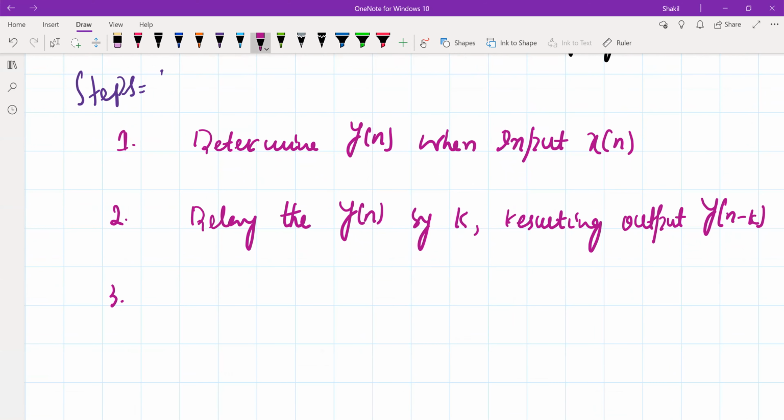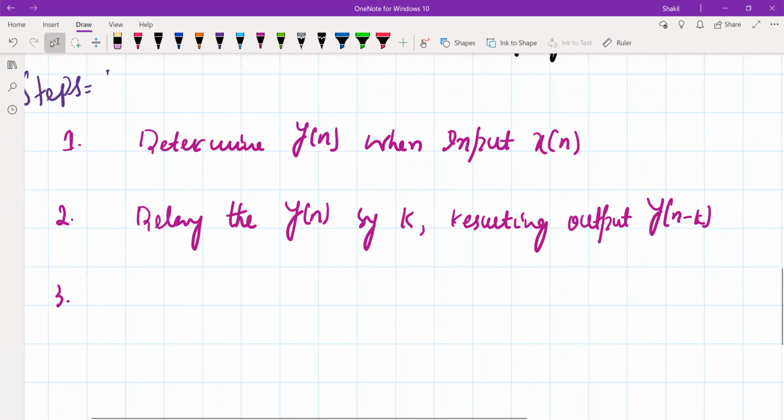So in the first step we determine y of n when the input is x of n, and this will be given. In the second step we delay the output. Whatever output is given to you, we delay that by k, means we replace n by n minus k. That's what we are doing in step 2. Then in the third step, we determine the output corresponding to the input.